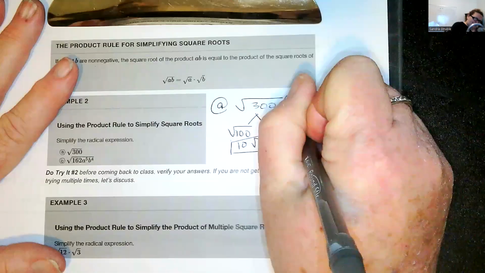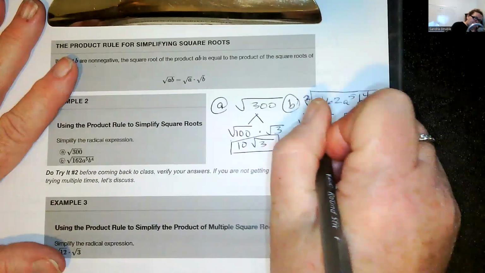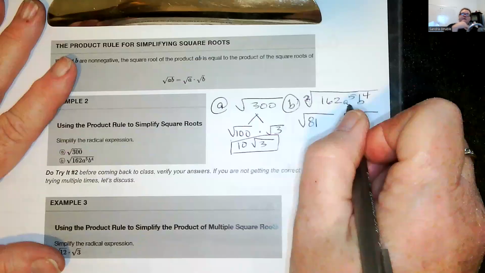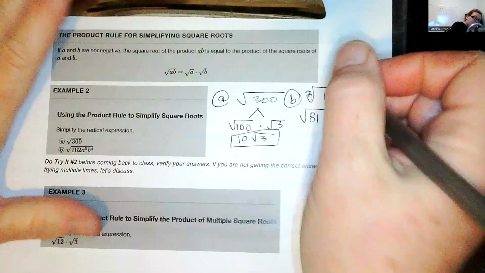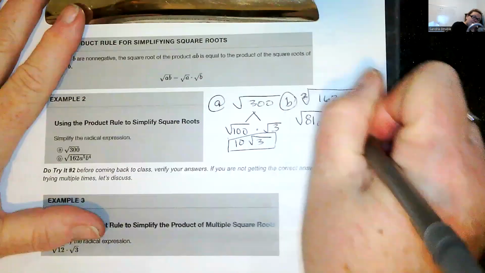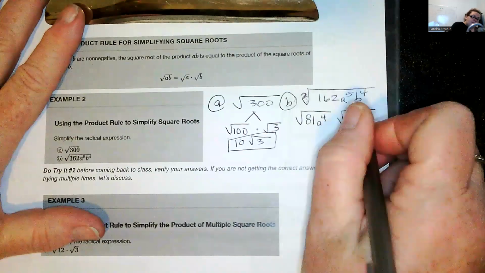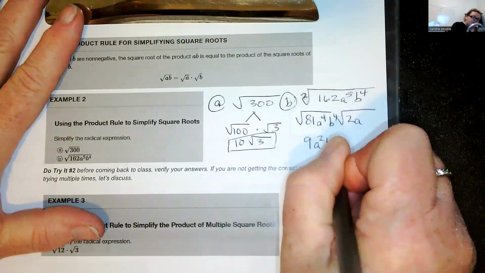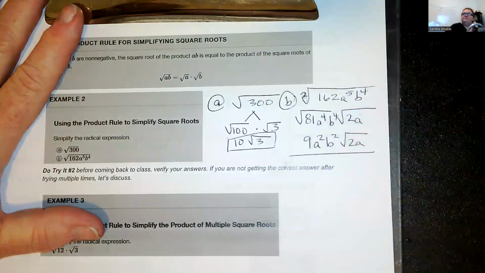So I'm going to break this down into 2 different ones. The first one's going to be 81, and it leaves me a 2. And then for A to the 5th, you need to have even numbers since it's a square root to pull out. So A to the 4th, and that leaves me an A, because A to the 4th times A is A to the 5th, and then B to the 4th. So that's going to give us 9 A squared B squared square root of 2A. And that's our answer for that. All right.